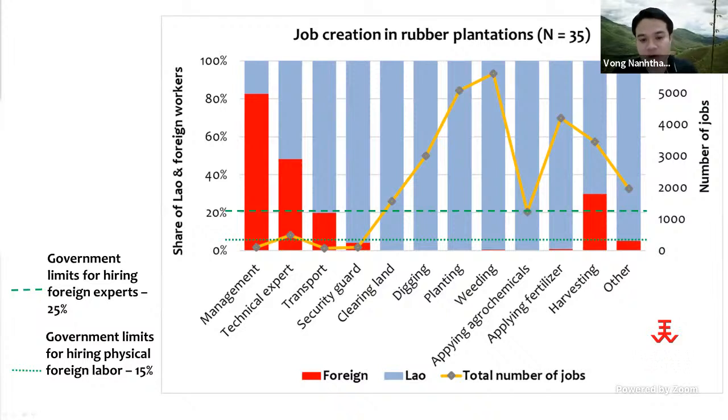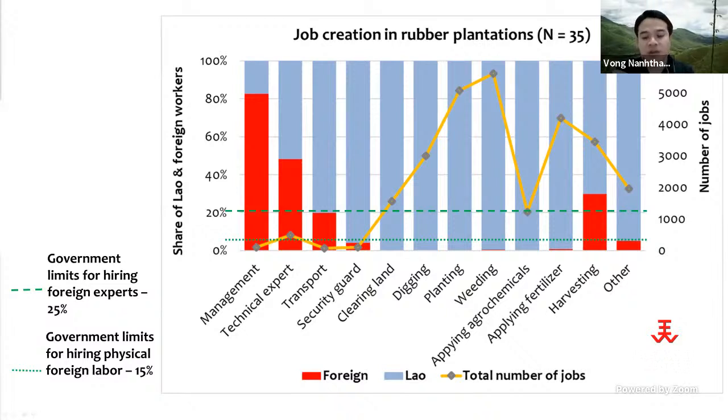So the government limit for hiring foreign workers is up to 15% for physical labor, and 25% for technical experts. But you can see that some types of jobs, for example management and technical expert, require higher labor skills, so investors bring a significant number of foreign workers. And for rubber plantations, the harvesting is supposed to be long-term work, but investors prefer to bring in foreign workers.